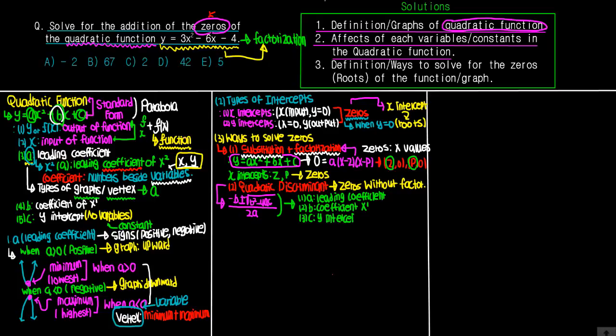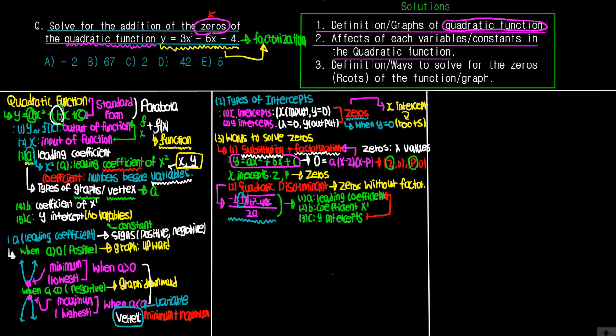And using this information, our quadratic discriminant will exist. It is negative b plus or minus square root of b squared minus 4ac over 2a. Now let's think about the quadratic discriminant in a more specific way. People might wonder, what is this plus or minus? Plus or minus is, I guess, the most important thing in the quadratic discriminant.